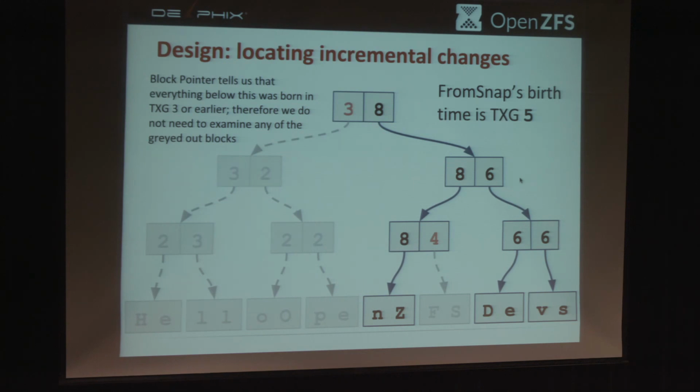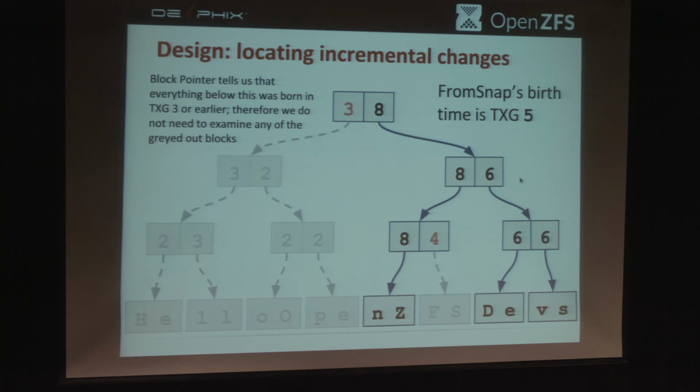So ZFS is a copy on write file system, tree of indirect blocks pointing down to data blocks. And so you start traversing at the top. And so we read in the top indirect block. And the number in these things represents the birth time of that block. And the snapshot we're sending from was created in transaction group 5. So we read in the indirect block. We look at the first block pointer in it. And we see that that block was written in transaction group 3.